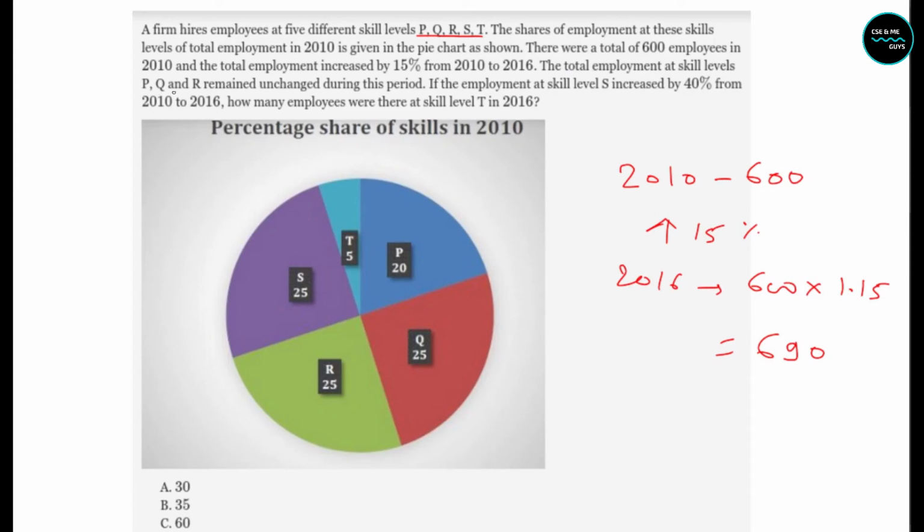The total employment at skill level PQR remains the same during this period. So they are saying they didn't hire any new people at the PQR skill level.